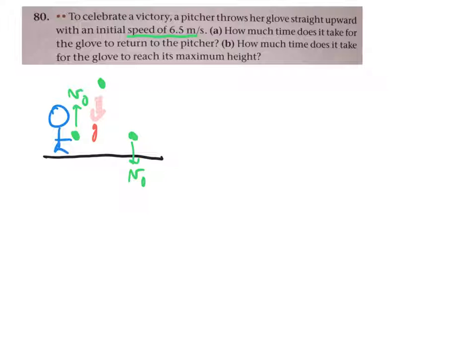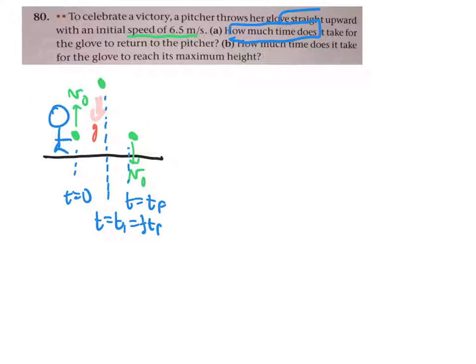So I'm going to say that this moment is t equals 0, and this moment is t equals time of flight, and by the symmetry of free fall, that means this moment, which I'm going to call t1, is 1/2 the time of flight. So part A says find how much time to get back, so that's tf, and part B says how much time to get to the maximum height, and that's t1. So I just need to find those two things.